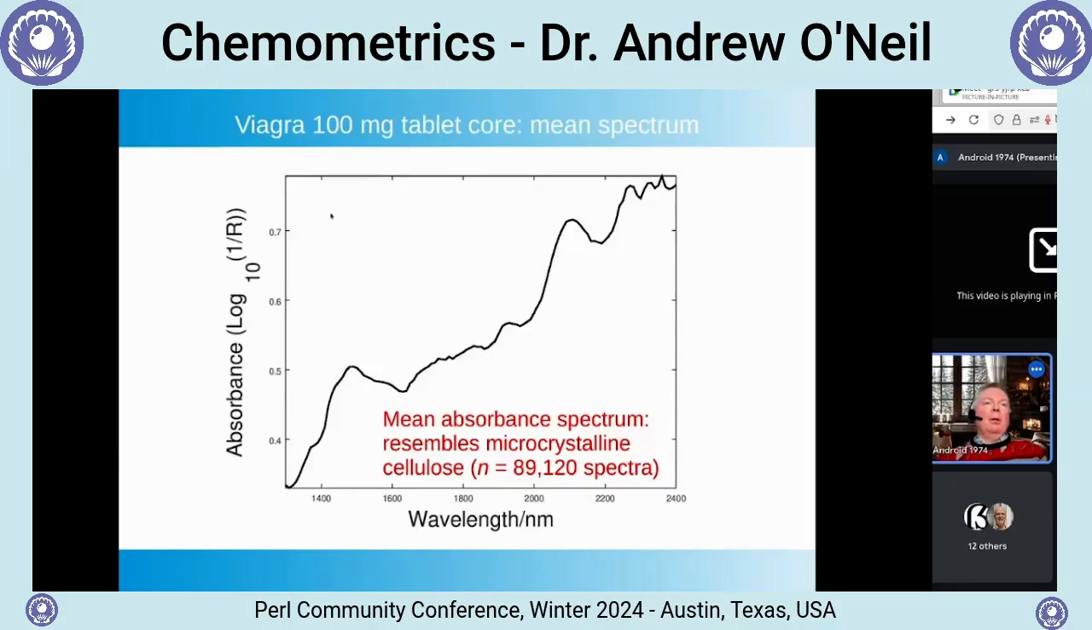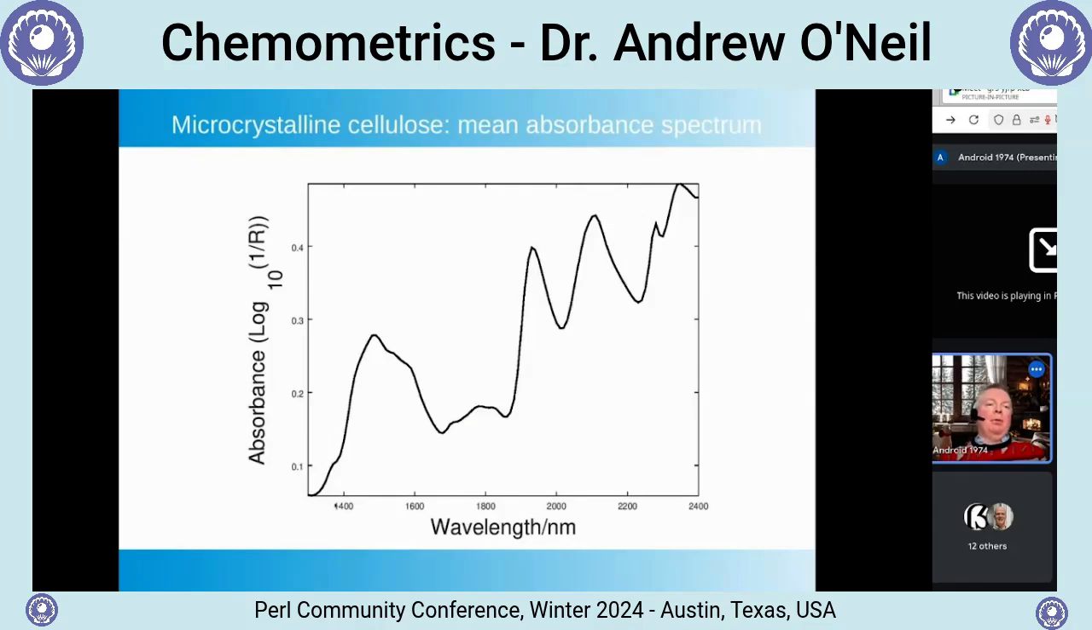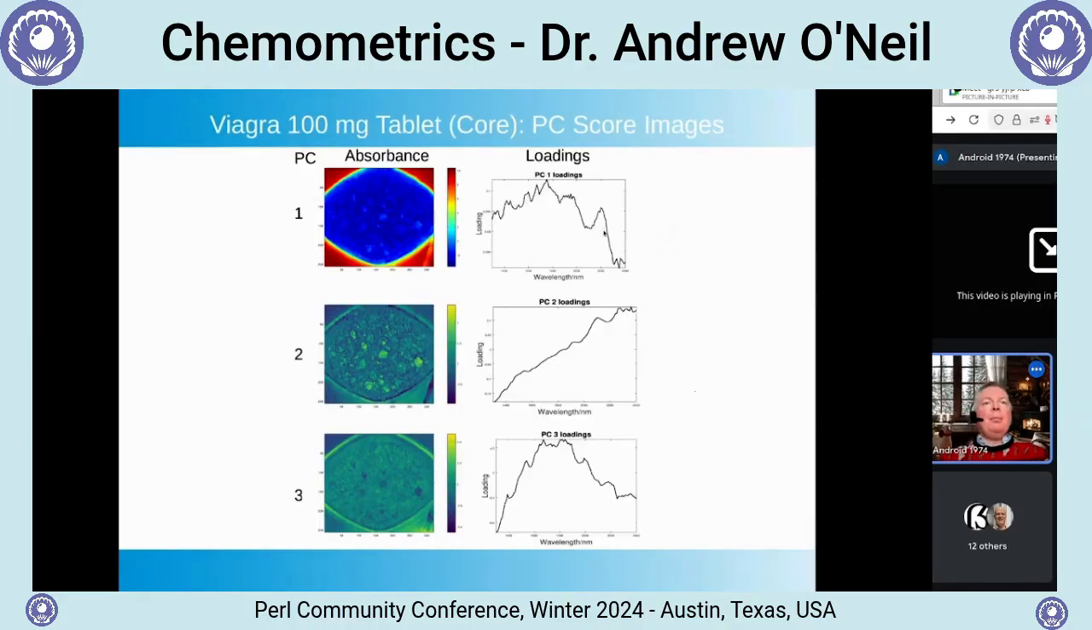Looking at the spectrum of a Viagra 100 milligram tablet, we can see from the mean spectrum here, I could visually tell that it appears to contain a filler ingredient, an excipient called microcrystalline cellulose. Just by looking at that, this is the spectrum of microcrystalline cellulose. So the tablet obviously contains a considerable amount of microcrystalline cellulose in it.